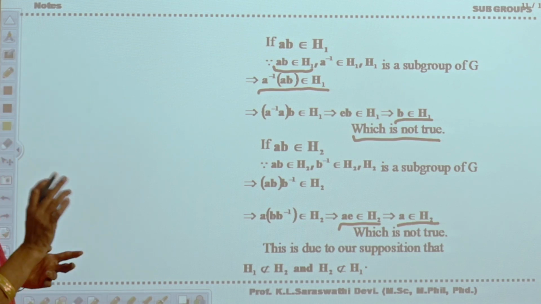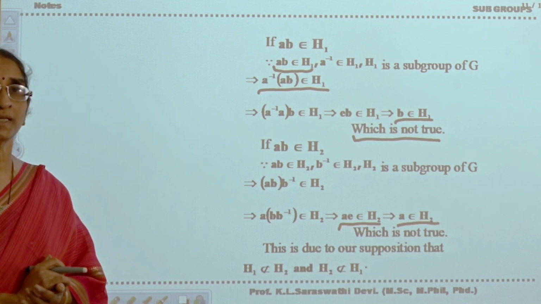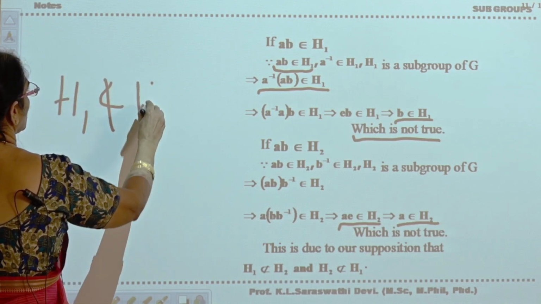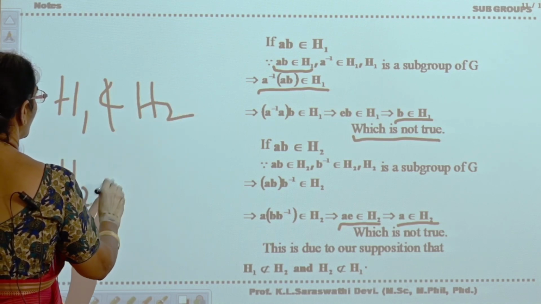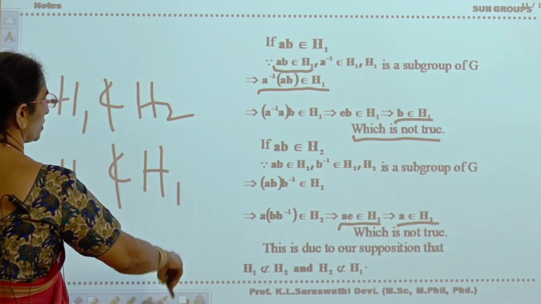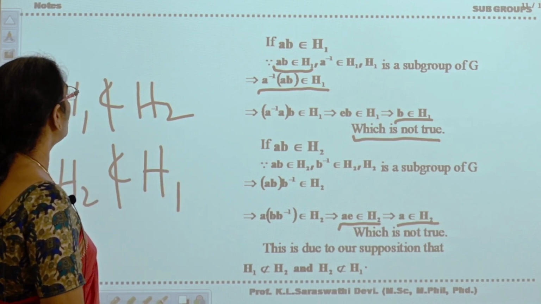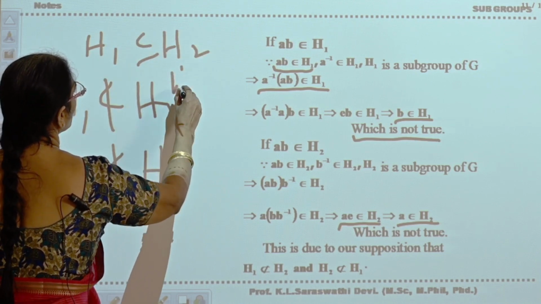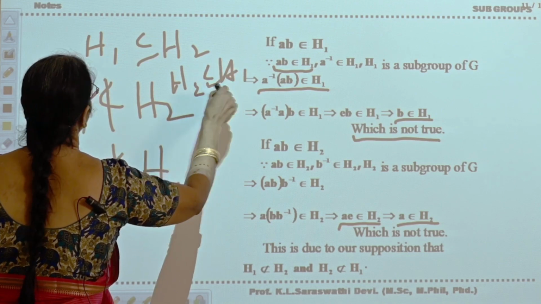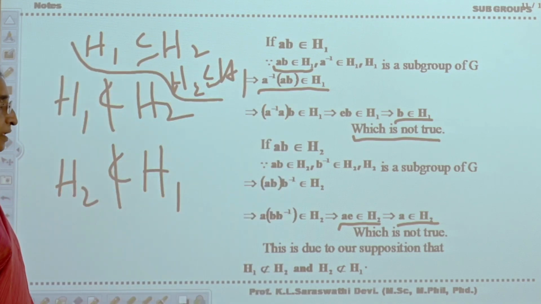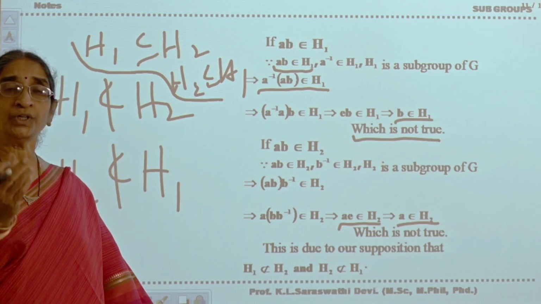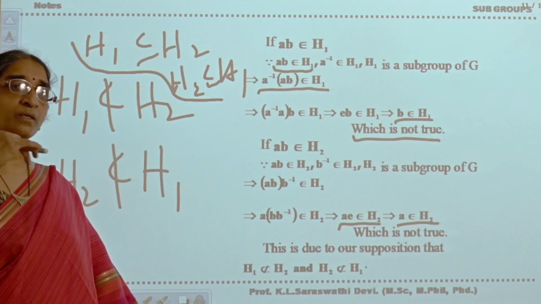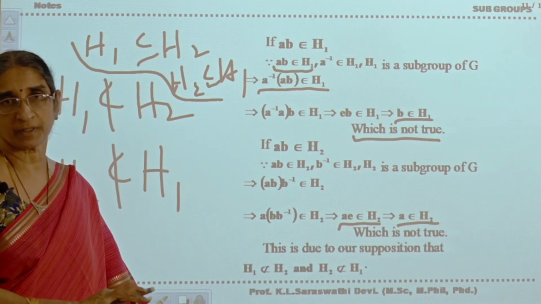That means you are getting a contradiction. Contradiction to what? Your assumption. What is your assumption? H1 is not a proper subset of H2 or H2 is not a proper subset of H1. This is your assumption. For this you are getting a contradiction. Therefore, either H1 is a proper subset of H2 or H2 is a proper subset of H1. This only you have to prove. Is it or not? Therefore, the union of two subgroups will be a subgroup when H1 is a proper subset of H2 or H2 is a proper subset of H1.